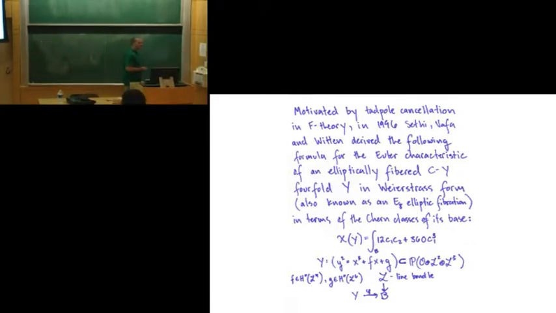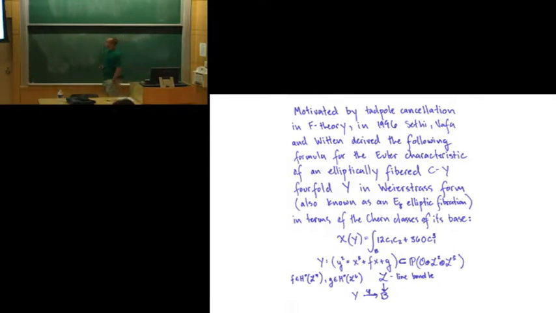Motivated by tadpole cancellation in F-theory, in 1996, Sethi, Vafa, and Witten derived the following formula for the Euler characteristic of an elliptically fibered Calabi-Yau fourfold in Weierstrass form, also known as an E8 elliptic fibration, in terms of the Chern classes of its space. And I'm in no way saying that this is the main result of the paper, but simply that this was a formula that appeared inside the paper for the Euler characteristic.